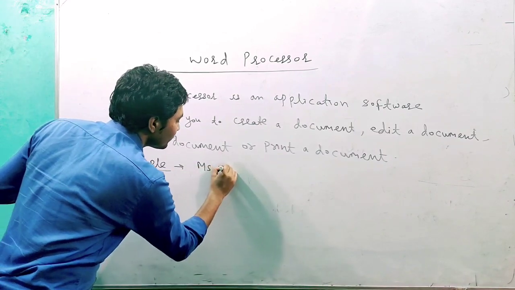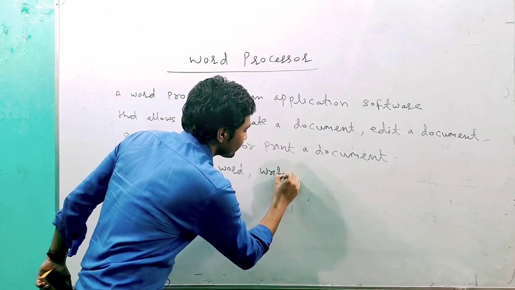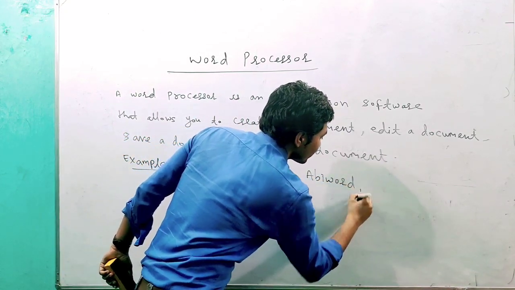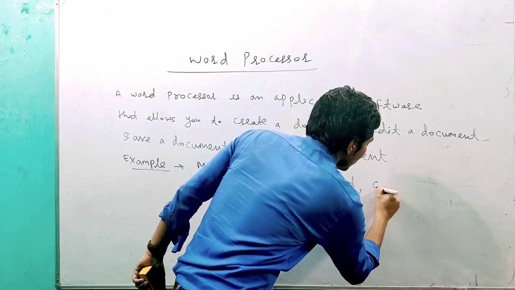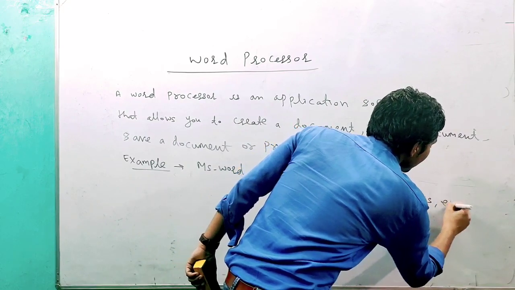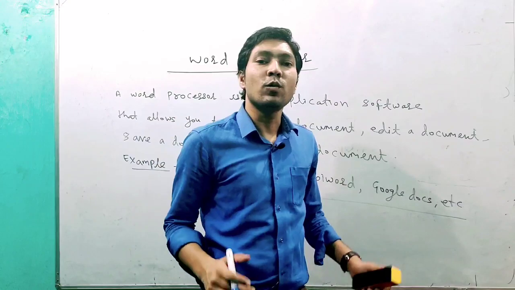MS Word, Writer, Abbyy Word, Google Docs, etc. So these are the examples of word processors.